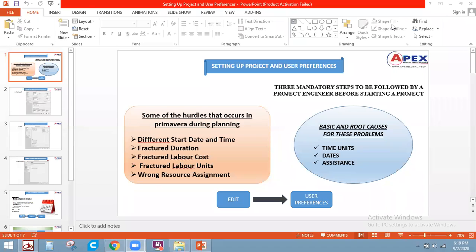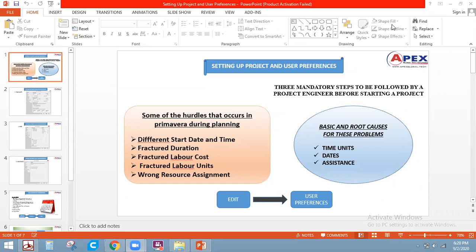I have mentioned different start date and time. If we are not able to put the right time and date initially in this Primavera tool, we may get a different start and different time at the time of scheduling. For example, I want to complete the project by September 10th, but if I do not put the initial data correctly, I would get the wrong result that I may complete the project on the 15th of this month. That is, fractured duration may happen.